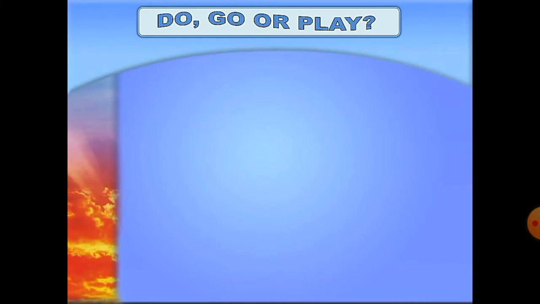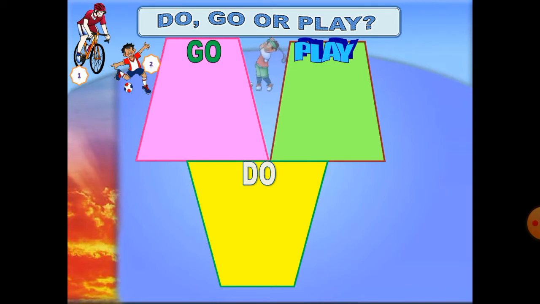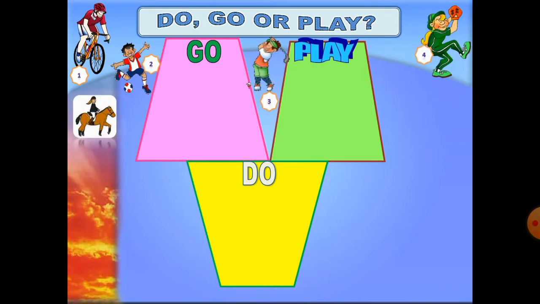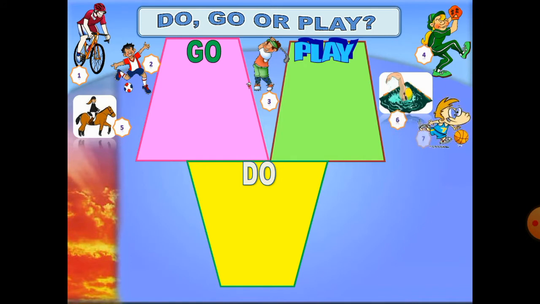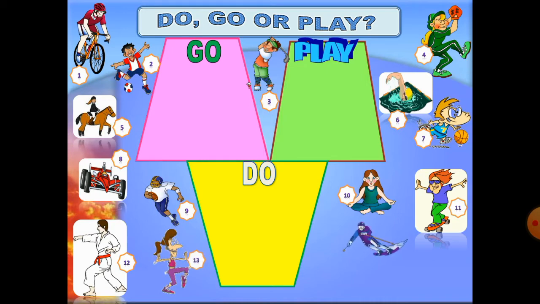The next practice is we're going to classify some sports again in the right box. We have one for go, one for play, one for do. So we have number 1 to 16. Okay, I'll let you think about it. Are we done? We start correction. Okay, we start with the go, then we go to the box of play, then we end with do.